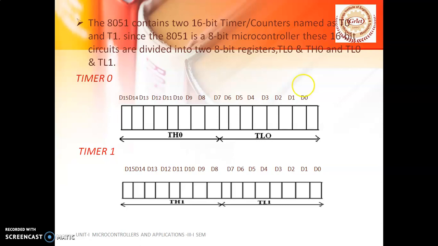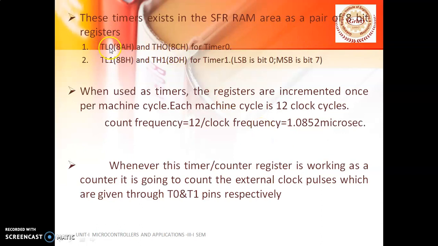If you see here, the TL0 register direct address location in SFR RAM area is 8AH. TH0 register address location in SFR RAM area is 8CH. Similarly, TL1 register direct address location in SFR RAM area is 8BH. TH1 register address location in SFR RAM area is 8DH. So all these 4 registers exist in the SFR RAM area with some address locations.